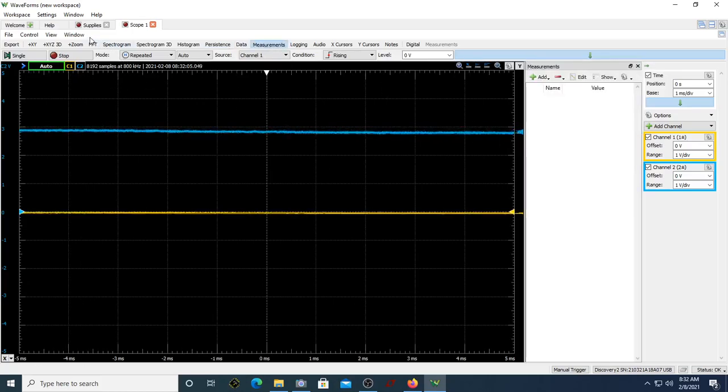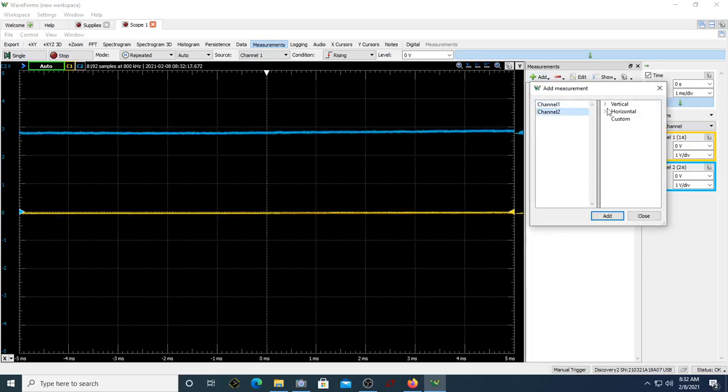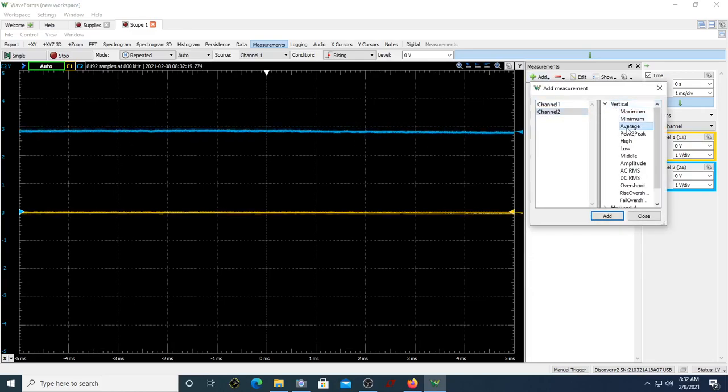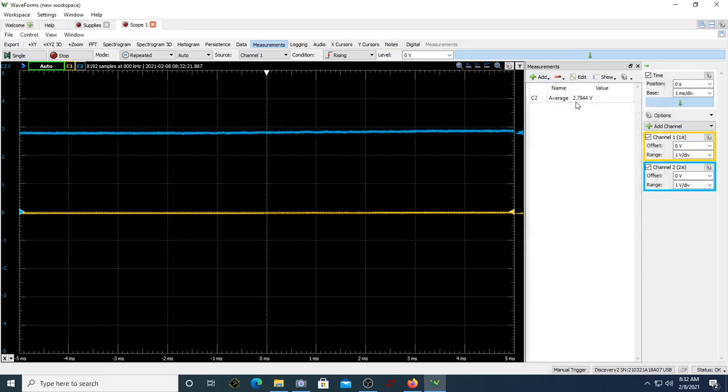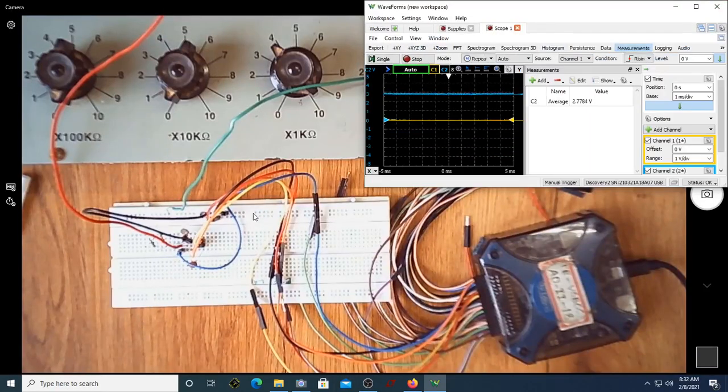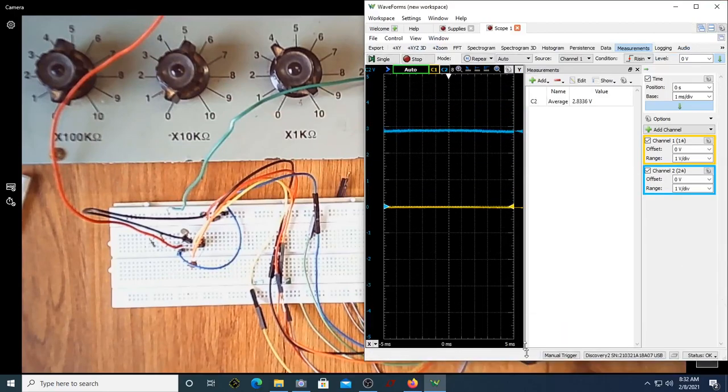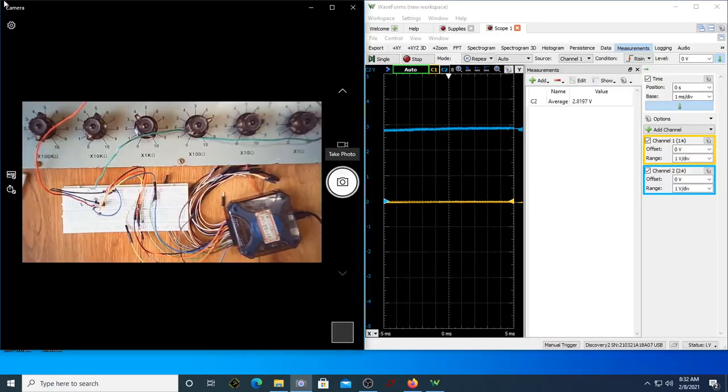Before I apply the wavegen, the best thing is, after making the connections, measure the voltage at the collector. It should be approximately 2.5 volts. So let me measure what is the voltage at collector. This is the average voltage. You can see it's almost 2.8 volt. Now you can see as I change my, you can simultaneously see this.